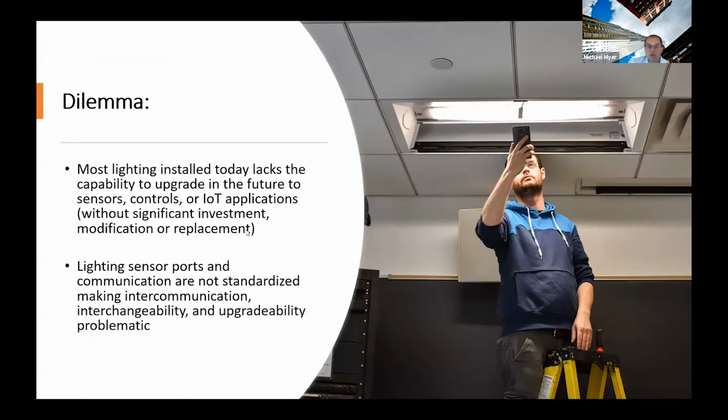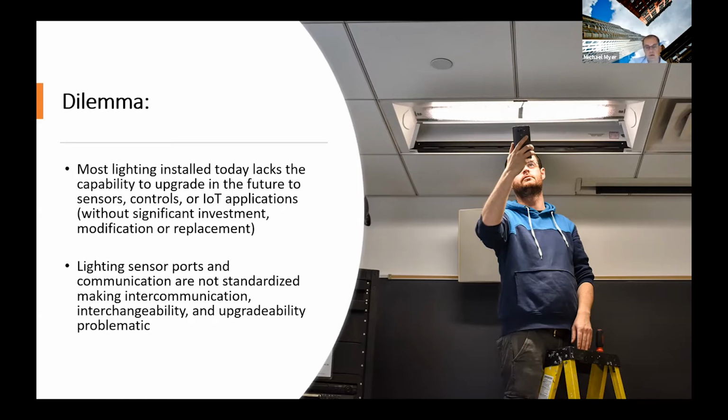So the IoT challenge, and why hopefully you're here, is that the dilemma we have today is that most lighting that is being installed lacks the ability to be upgraded in the future. Traditionally, you have to think through all the things you want to do with that light fixture before you install it, because while it can be replaced later, it's cost prohibitive and really hard to make a modification.